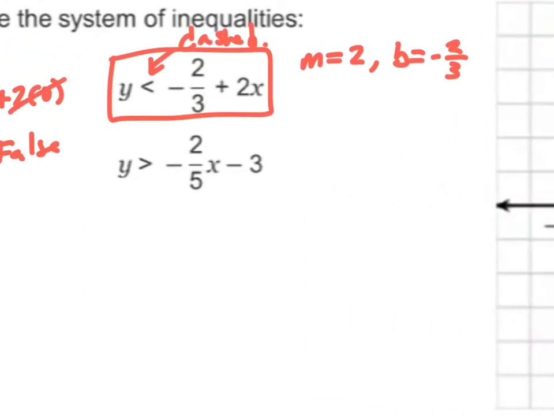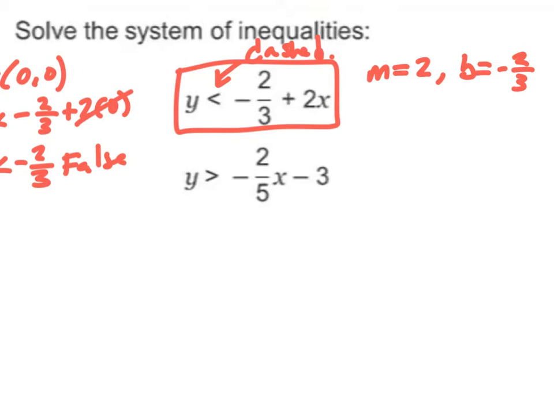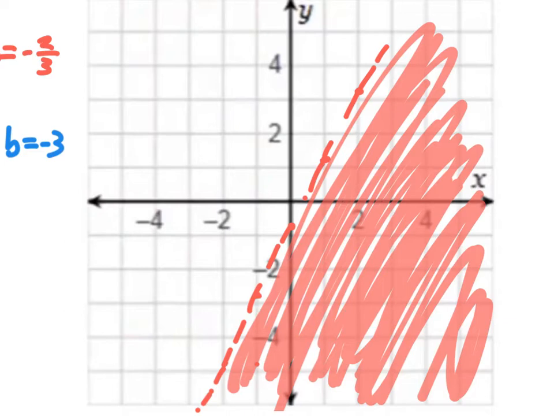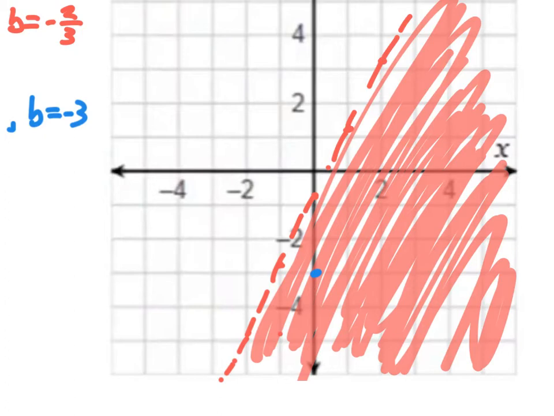Okay, the other one, let's take a look here. Now this one I'm going to do in blue. My slope, m, is equal to negative 2/5, and my y-intercept is equal to negative 3. Again, this is going to be a dashed line because there's no equal sign underneath it. So we start our value at negative 3, and we go negative 2/5, so I'm going to go down 2 to the right 5 and plot another point here, and then up 2 and to the left 5, plot that point here. And again, this is going to be dashed, so I'm going to come through here with a dashed line.